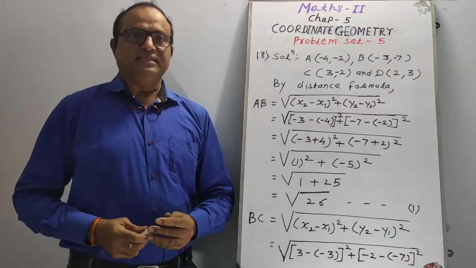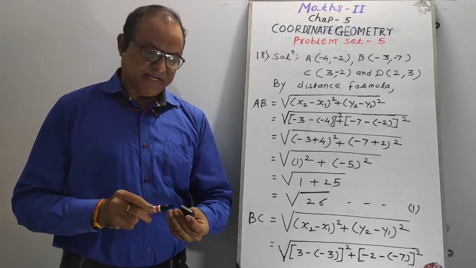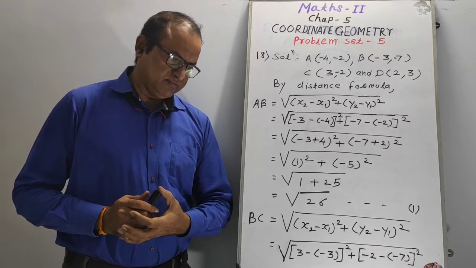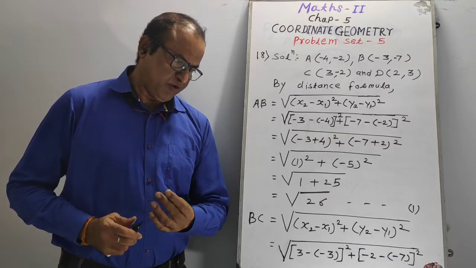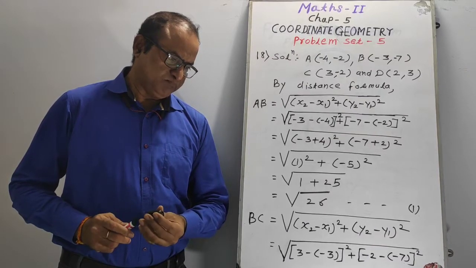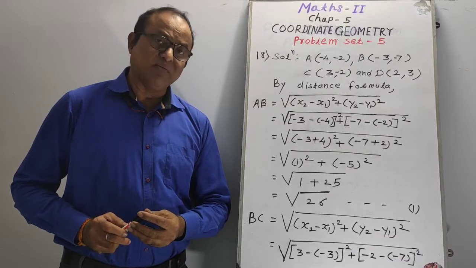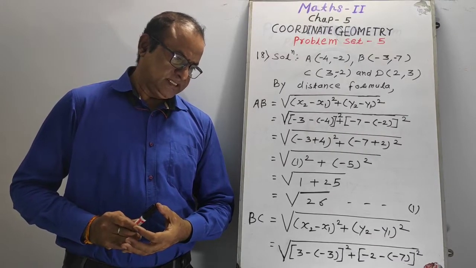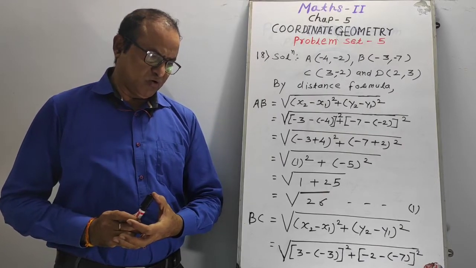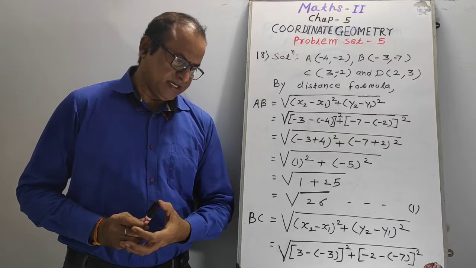All of you understood? Next example, example number 18. I am reading example number 18. Listen carefully. Find the type of the quadrilateral if points A(-4, -2), B(-3, -7), C(3, -2) and D(2, 3) are joined serially.